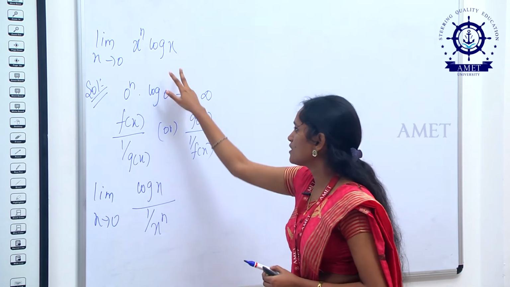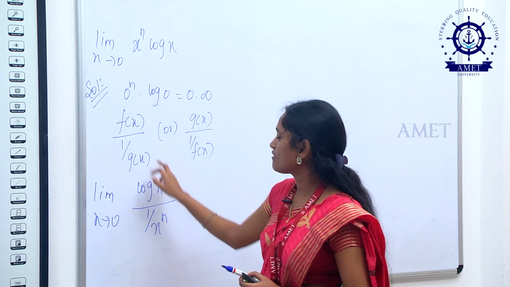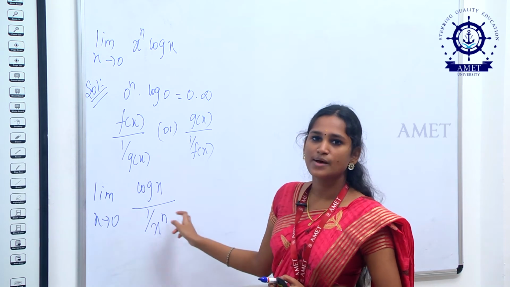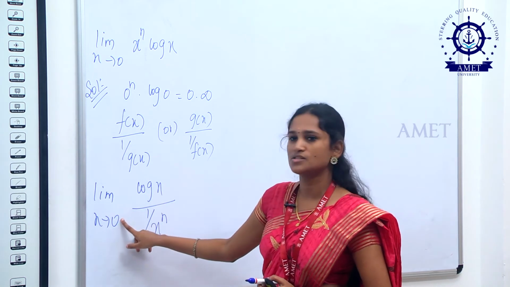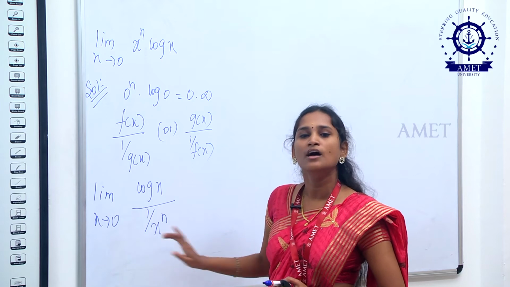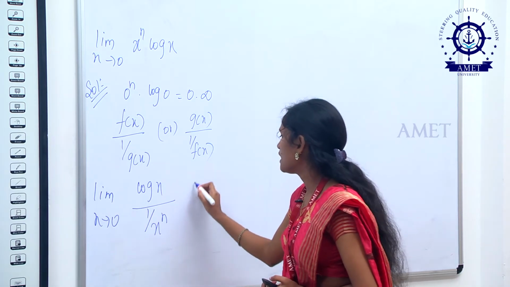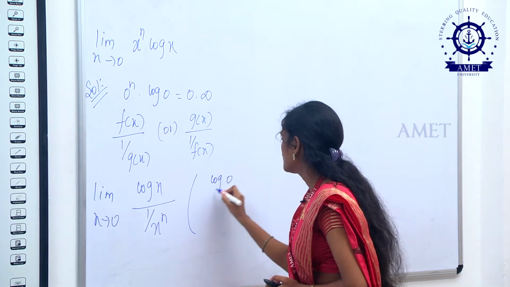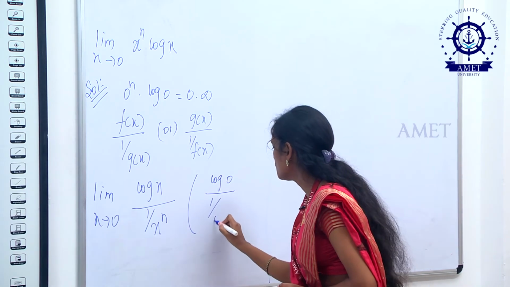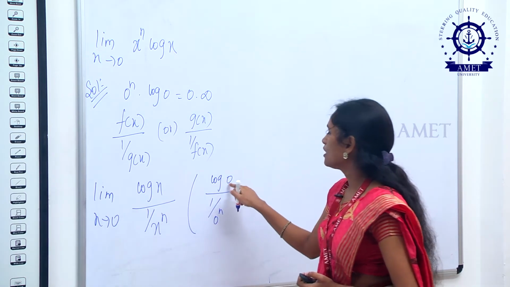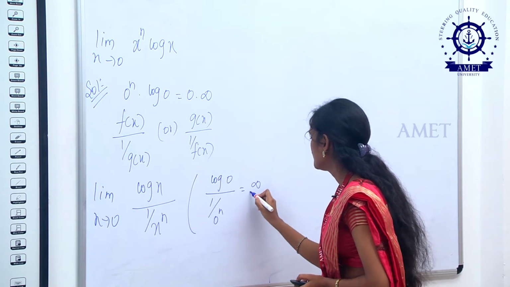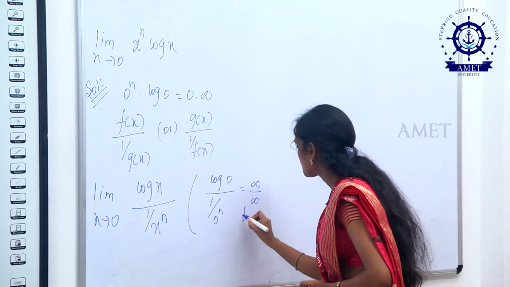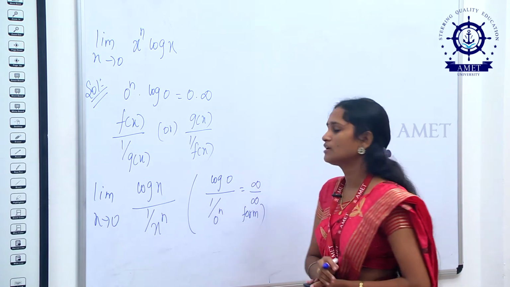So this can be rewritten in the form of f(x) divided by 1 by g(x). Now again substitute the limit value x equals 0 in the numerator and denominator. The numerator is log 0 divided by 1 divided by 0 to the power n, which is equal to log 0, which is infinity, divided by 1 divided by 0, which is infinity. So in this problem it has an infinity by infinity form.